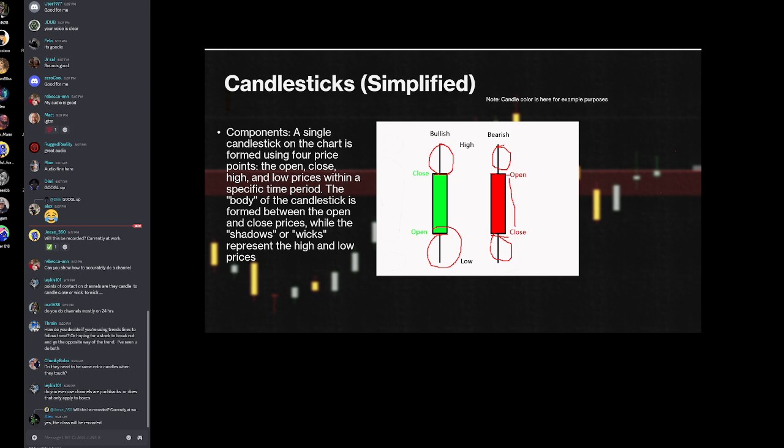And again, this is something where we're going to look at how that works on a chart, but this is just for beginners. So components: a single candlestick on a chart is formed using 4 points: the open, the close, the high, and the low within a specific time period, right? Hourly, 24-hour. The body of the candlestick is formed between the open and the closing prices, while the shadows or the wicks represent the high and the low.